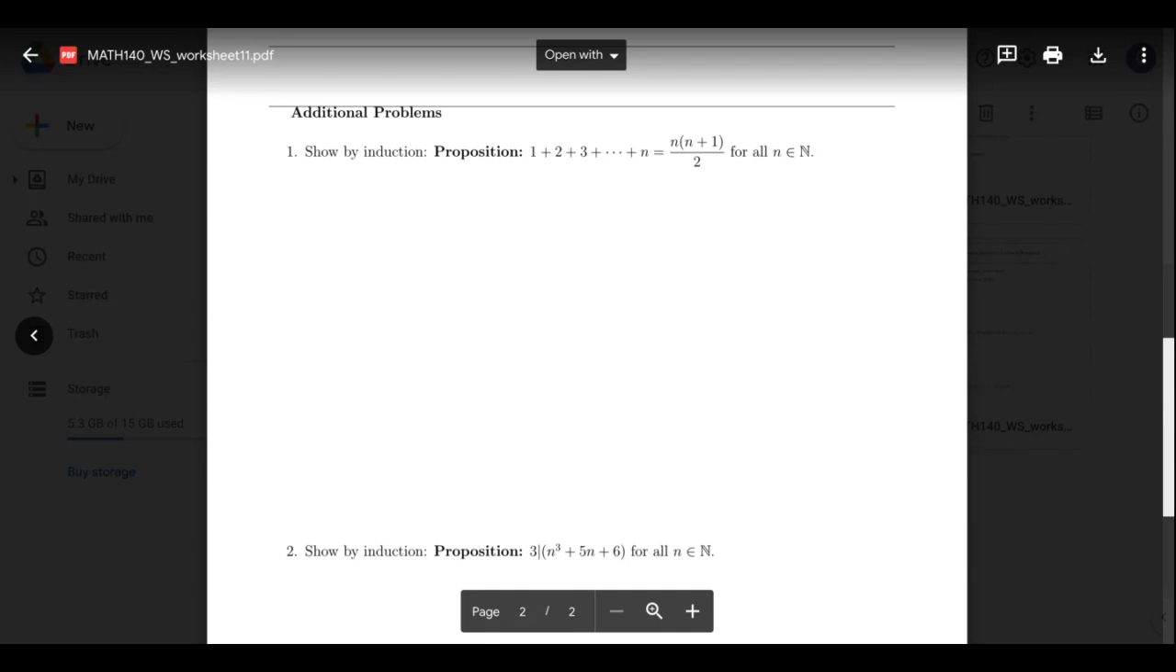Before P of n, you have to say "assume P of n is true," all right? You have to say assume P of n is true. You write down the equation. Then you use the equation to prove P of n plus 1.